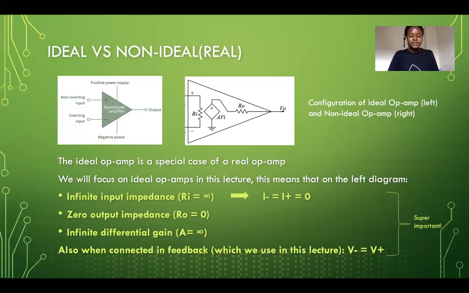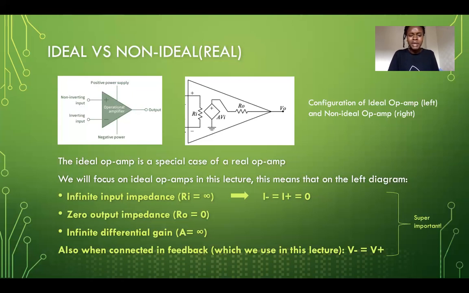We'll see why this is useful soon. I don't want to go into that much detail, but basically what this means is that we can make certain simplifications. And then the final one is that when connected in feedback, as we use in most cases, we can also assume that V minus is equal to V plus.